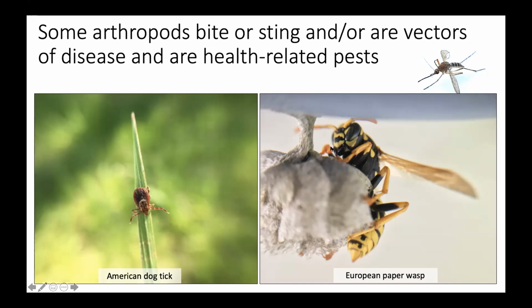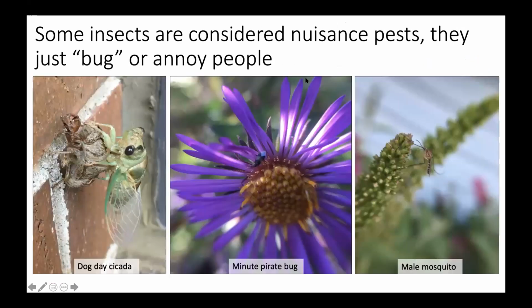Some people are allergic to wasp and bee stings. And it's life-threatening, so that would definitely be something they would consider. Bees would not be as friendly to them as they are to some of us, right? So this is when they become pests as well. And then other bugs are just considered nuisance pests because they bug people, and I think that's why people just call all of them bugs.